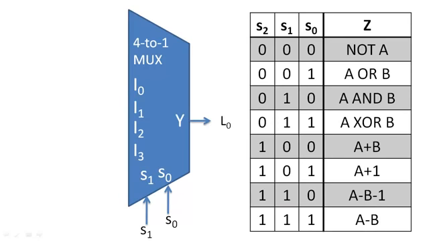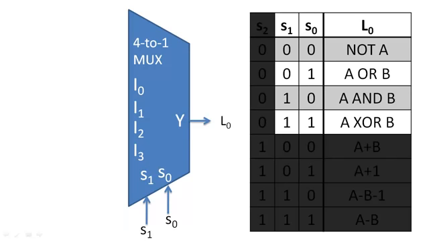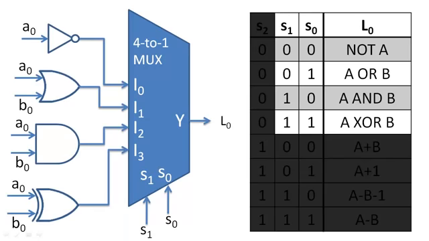We can use this 4-to-1 multiplexer to create our logic unit. When S2 is 0, we simply need to use S1 and S0 to select which operation to perform. We implement the logic unit by pairing each operation with the data input that matches the binary encoding of the selection inputs.